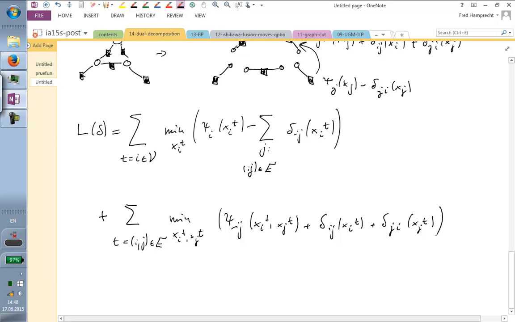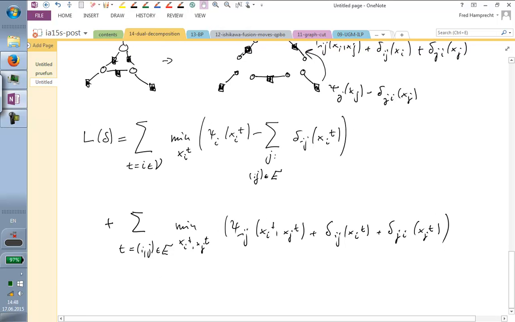Good. Okay, so we now have introduced these new variables delta, and we now want to maximize over these new variables. Because the thing on the right-hand side gives us the energy of the lower bound, and now we want to push this lower bound as high as possible.